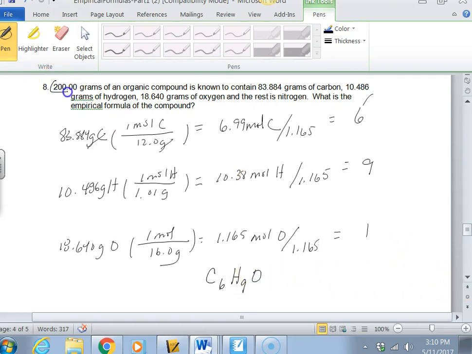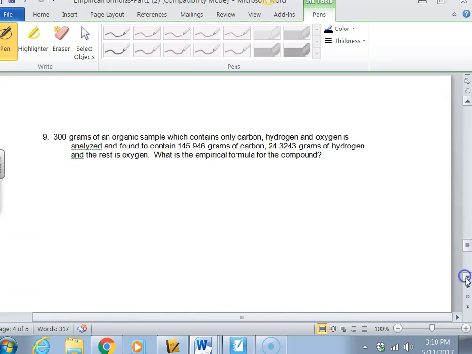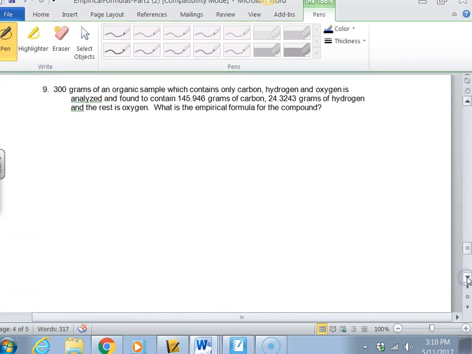Notice that the 200 grams here was not needed. Sometimes information's thrown in problems, like in real life, that we can find information, but we don't need that information to solve the problem.